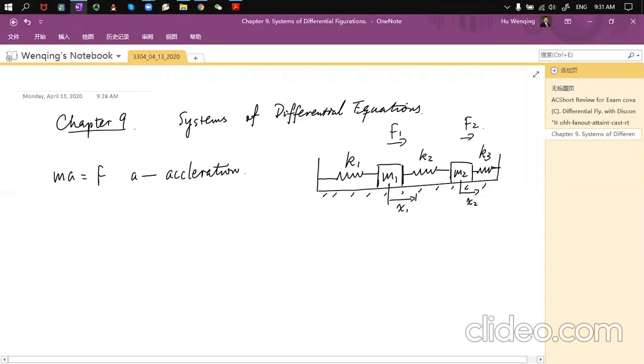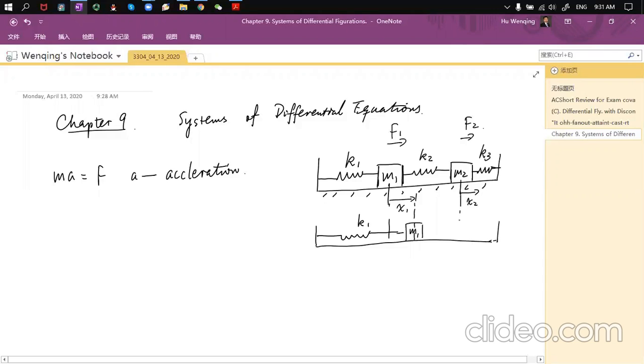But what about the resistance forces in the springs? Well, the first mass is moved by x1, so the first spring is going to be elongated by x1. Is that good? So there's a motion x1 for the first mass, and the second mass is moved by x2.